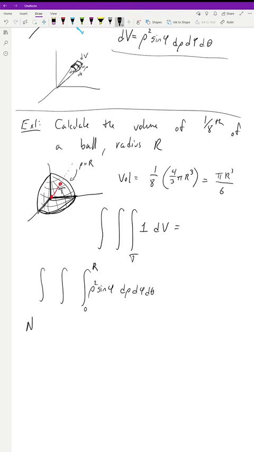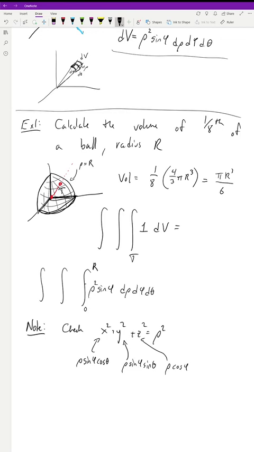As a side note, check that x squared plus y squared plus z squared is equal to rho squared. What I mean is if I write x as rho sine phi cosine theta, y as rho sine phi sine theta, and z as rho cosine phi, you should end up getting rho squared. So if I know that the sphere has radius r, that's telling me that the sphere equation is given by x squared plus y squared plus z squared equals r squared, and that's telling us that in fact rho equals r, and that's telling us that our upper bound for rho is going to be r right here.